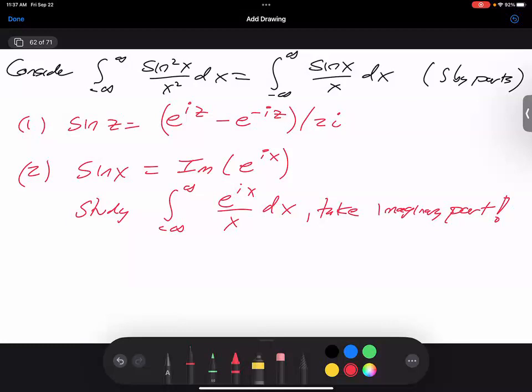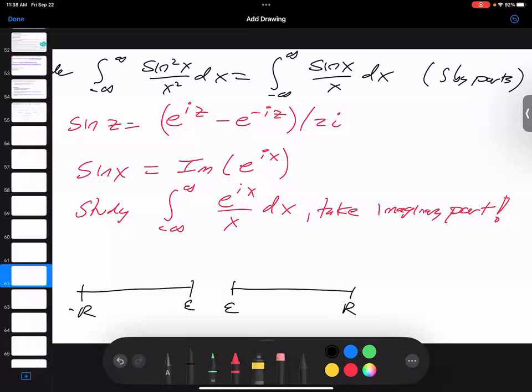That's great. The problem is cosine of x over x explodes at 0, and that can be a little bit of a problem. So what we could do is something like this: minus r to epsilon, epsilon to r. And if we integrate our function over that, then we're in great shape, right? But we would have to add on that little extra bit. Okay. So let's try to see what we would get if we try to do the integration.